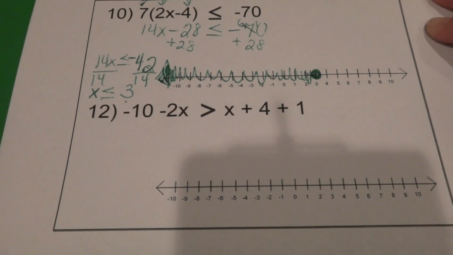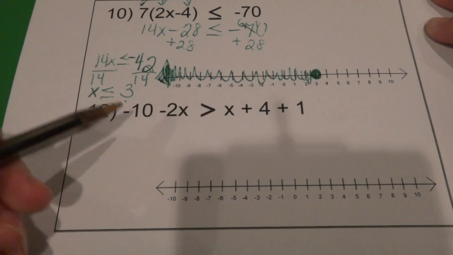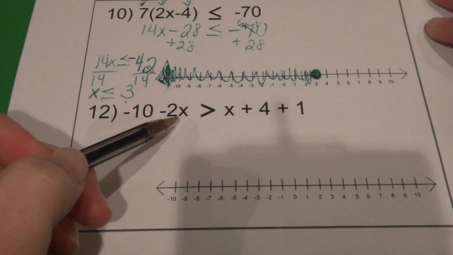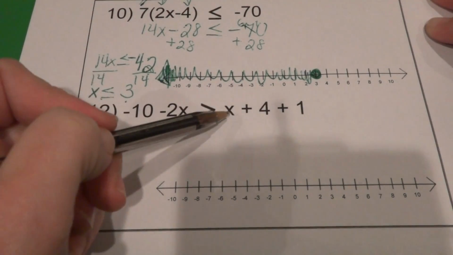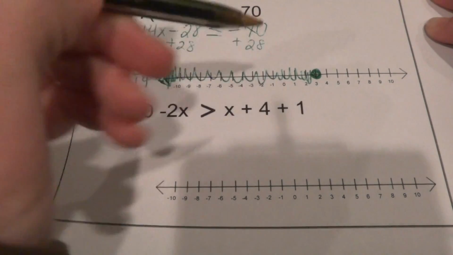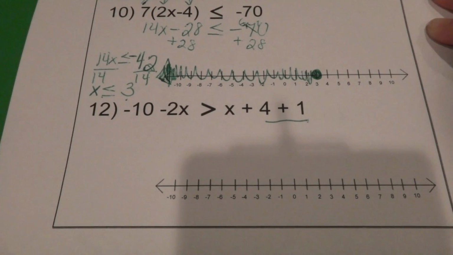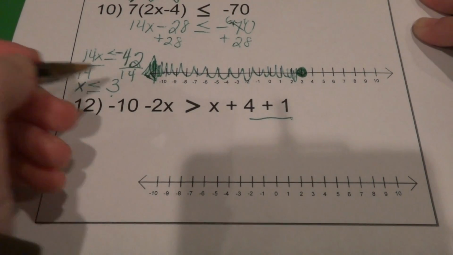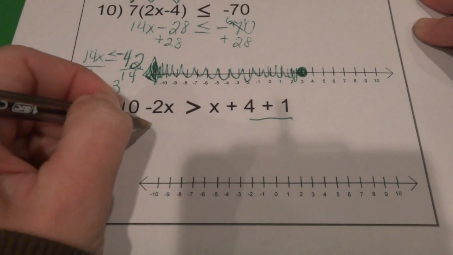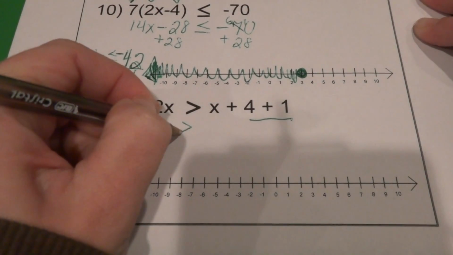All right, our final example is an equation that has multi-steps and variables on both sides. So the first thing I'm going to do to simplify this equation is I'm going to look to collect any like terms. Here I have a number and an x term, so they're not going to go together. Here I have an x term, a number, and a number, so I can collect the 4 plus 1. Well, 4 plus 1 is 5, so I can have negative 10 minus 2x is greater than x plus 5.